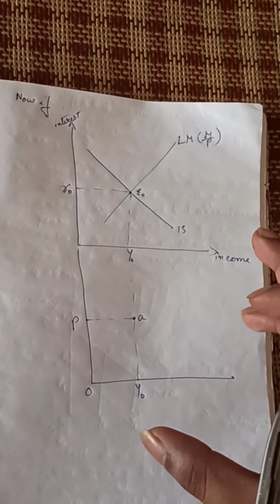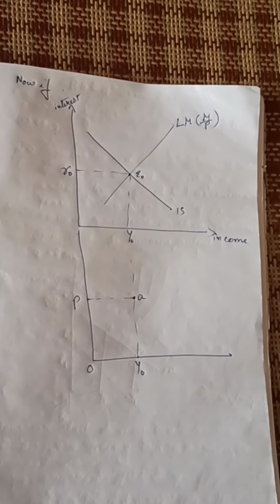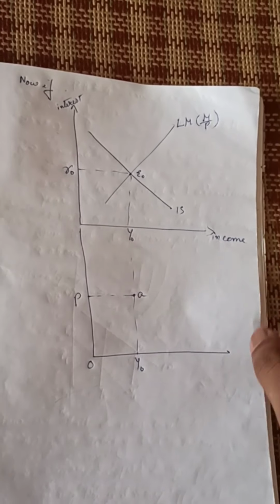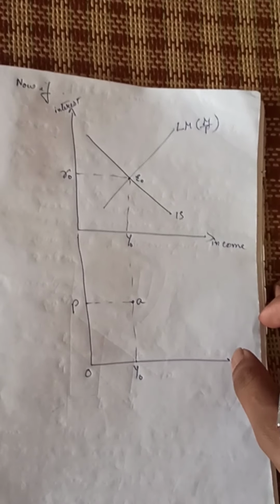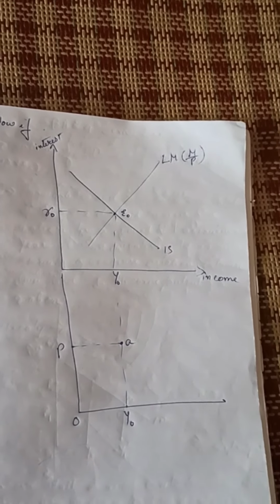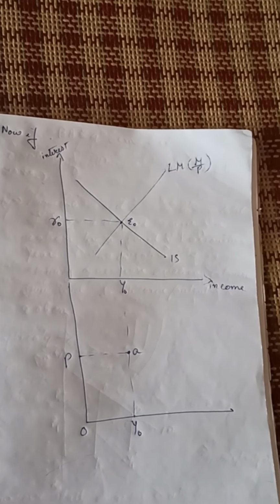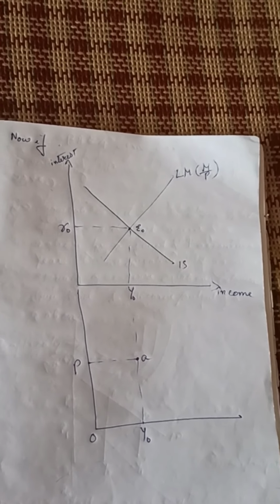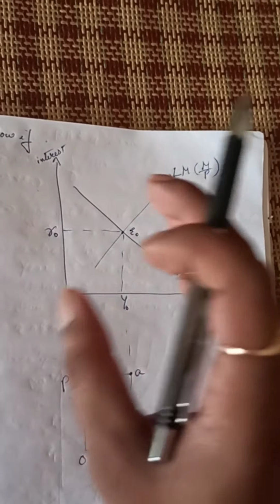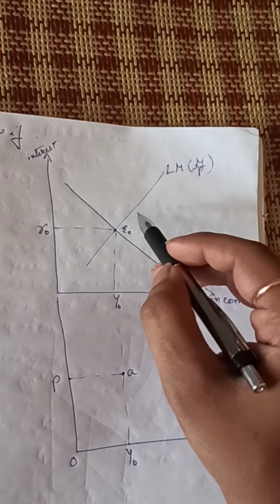Basically this diagram you will be asked for, not the previous one. The previous one was just the base. We needed to create some base before proceeding towards this diagram. Okay, so in the previous diagram we have understood that due to fall in the price level, the ratio M by P increases and the LM curve shifts rightwards. Okay, so that thing was derived in the previous discussion. Now come to this diagram.